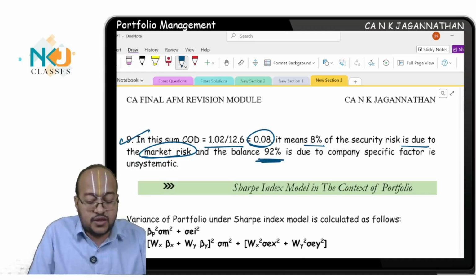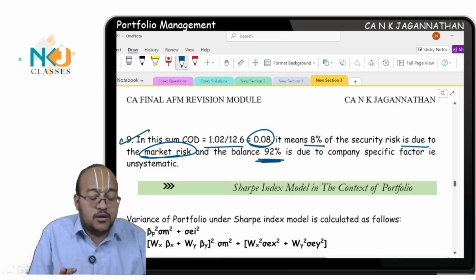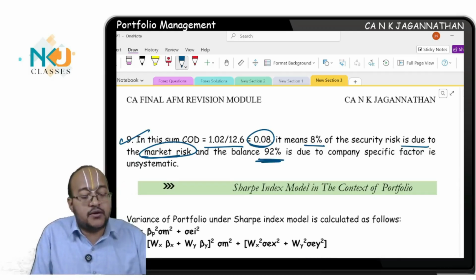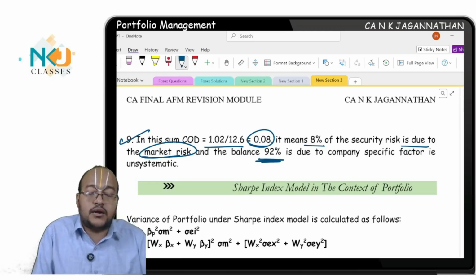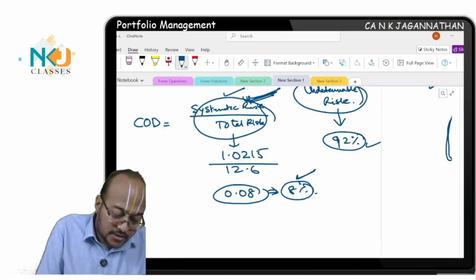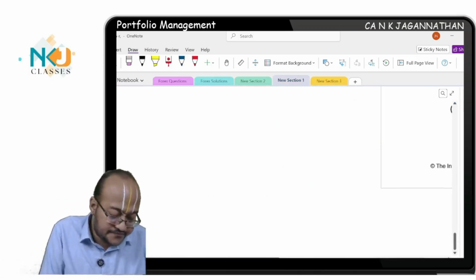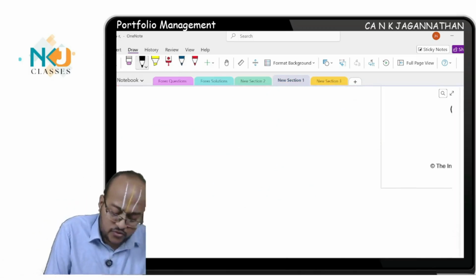With this, we are through with the concept called the Sharpe single index model. And one more thing is there. Now we have computed risk and return. How to compute return and risk of, see, one more thing. I'll just summarize here what we learned. Very simple. Carefully observe what you are doing.